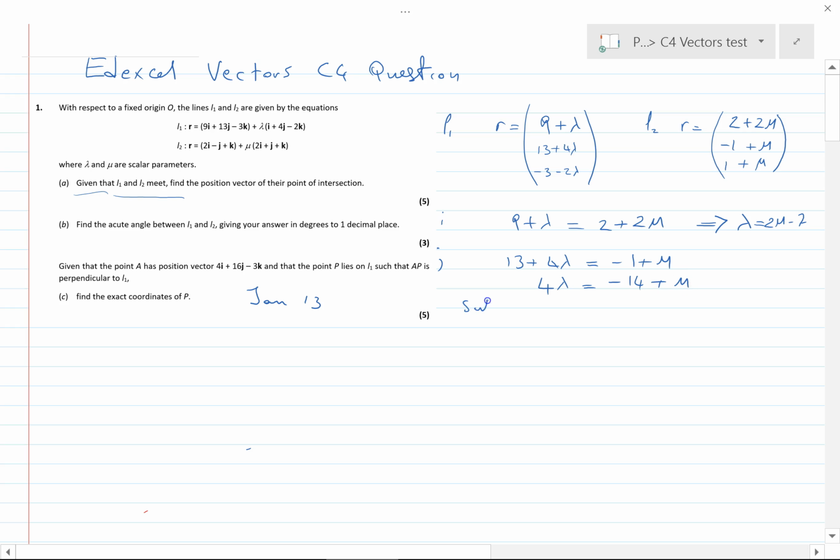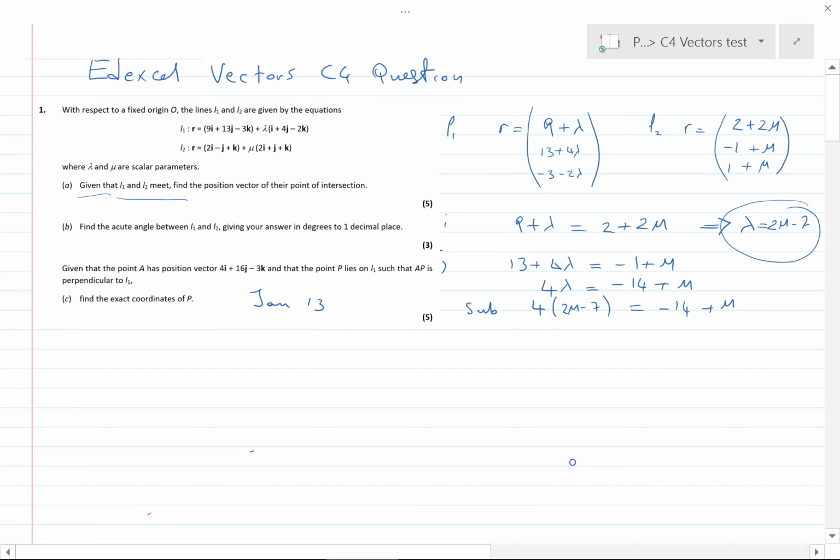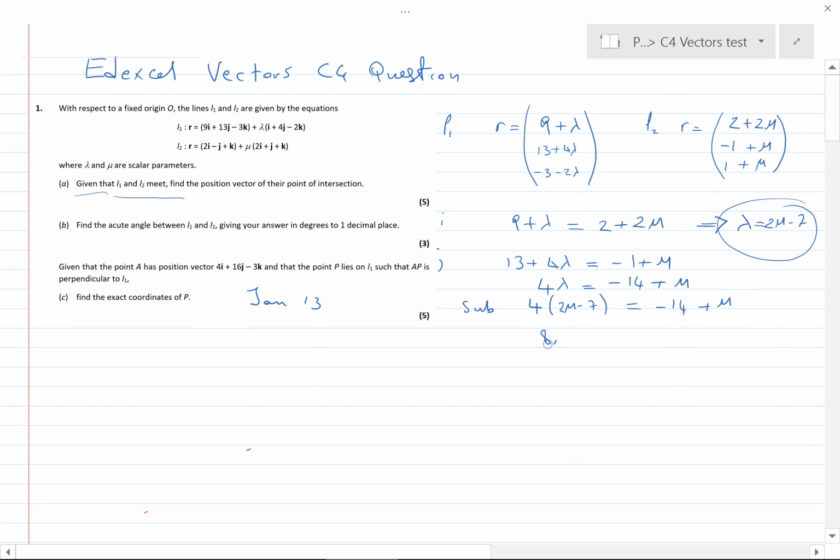And substitute for lambda. You might not have solved in this way, of course. You can solve in all kinds of different ways. We all know how to solve a simultaneous equation, I hope. 4 into that, 4 lambda, which is 2 mu minus 7, is equal to minus 14 plus mu. So that gives me 8 mu minus 28 is equal to minus 14 plus mu.